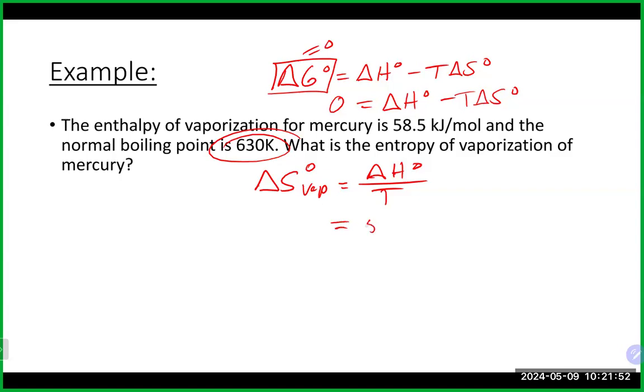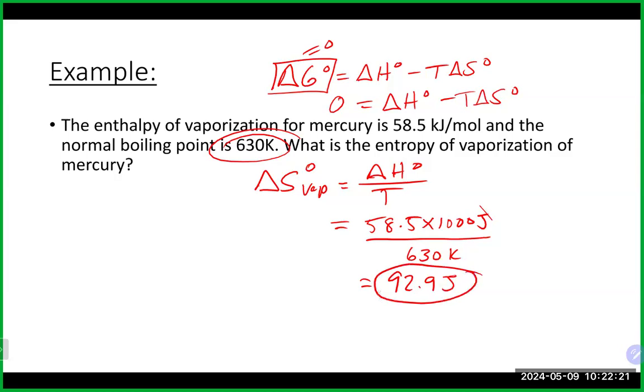I'm going to take 58.5. I'm also going to multiply it by 1,000 because typically delta S is given in joules, so that's what I'm going to end up with, hopefully. And we've got our 630 Kelvin in this case. And that will get us 58.5 times 1,000 divided by 630. It'll give us something like 92.9 joules in this case.